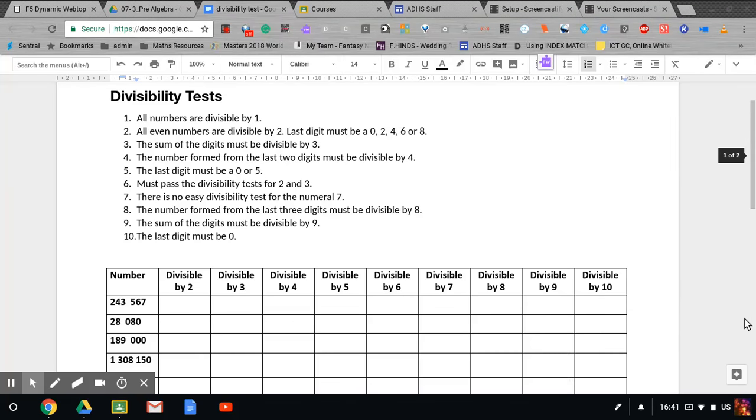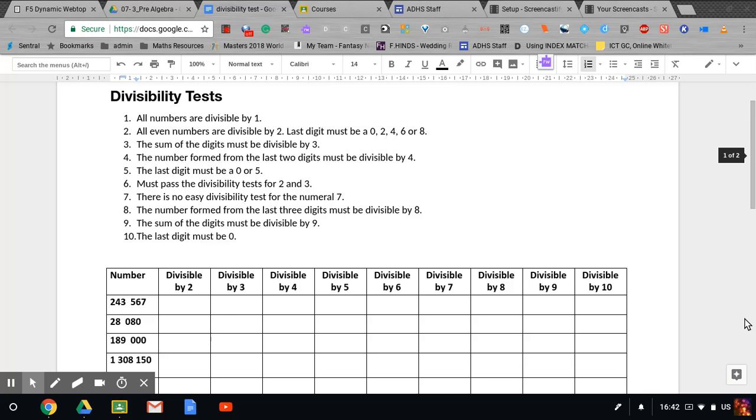Hi all. What I want to show you today is how to do divisibility tests. So that is to see what numbers go into another number. So we start with the number 1. Everything's divisible by 1. If it's only divisible by 1 and itself, then it's a prime number. We know that.